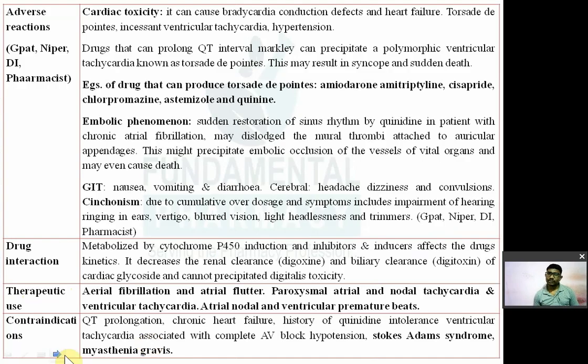So what are the adverse reactions of this? Look, cardiac toxicity. It causes bradycardia, conduction defects, it causes heart failure, okay, it can produce torsades de pointes. Every class 1 drug can produce torsades de pointes. It can produce ventricular tachycardia and hypotension. This drug can prolong the QT interval and can precipitate polymorphic ventricular tachycardia known as torsades de pointes. It may result in syncope and death.